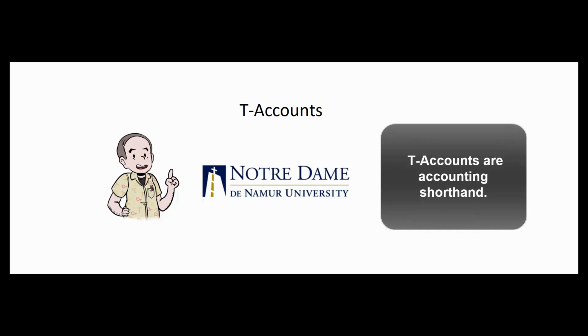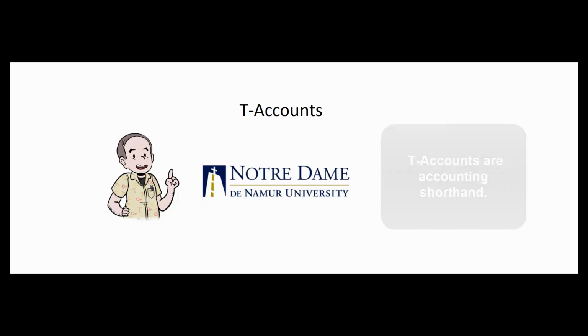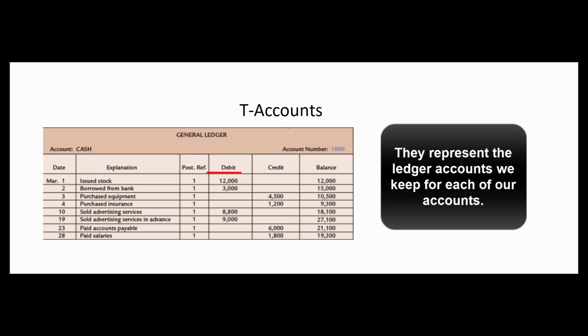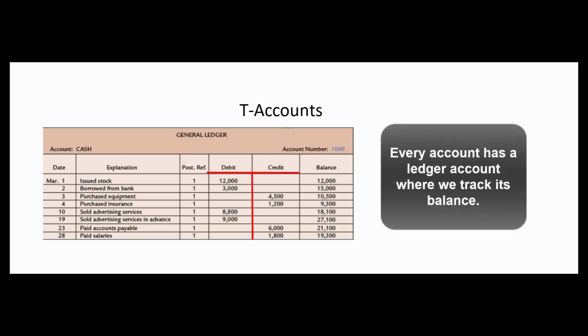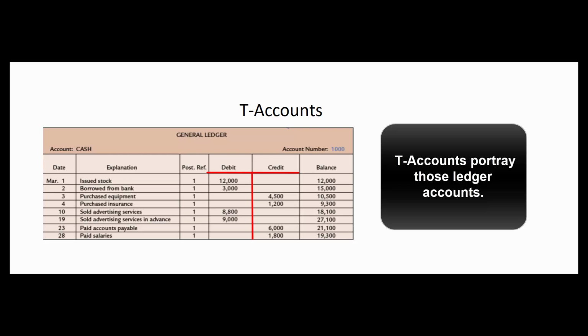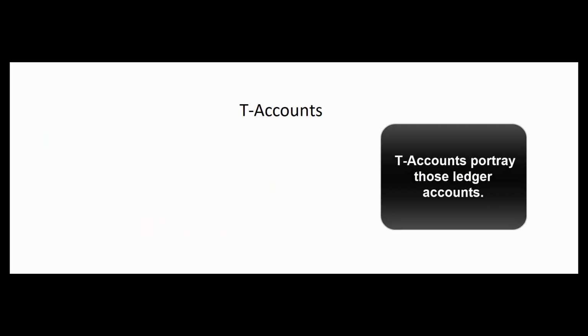Let's talk about T accounts. T accounts are just accounting shorthand, little graphic representations of our individual ledger accounts. We'll have a ledger account for cash, for accounts receivable, for inventory, for accounts payable, for all of our accounts. And the T account is just a shorthand representation of one of those individual ledger accounts.